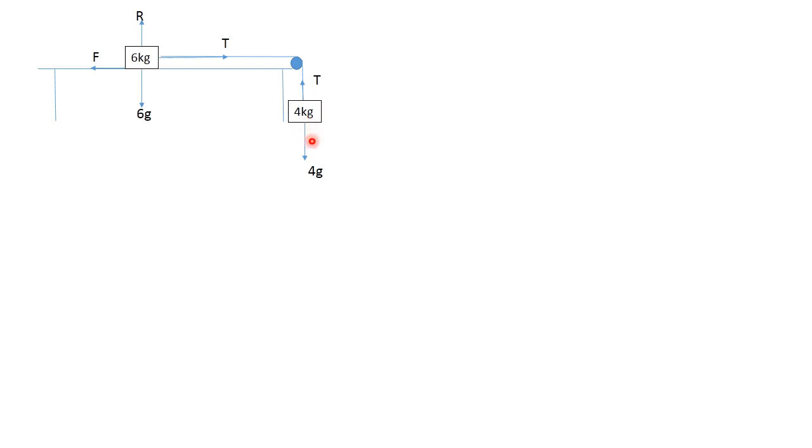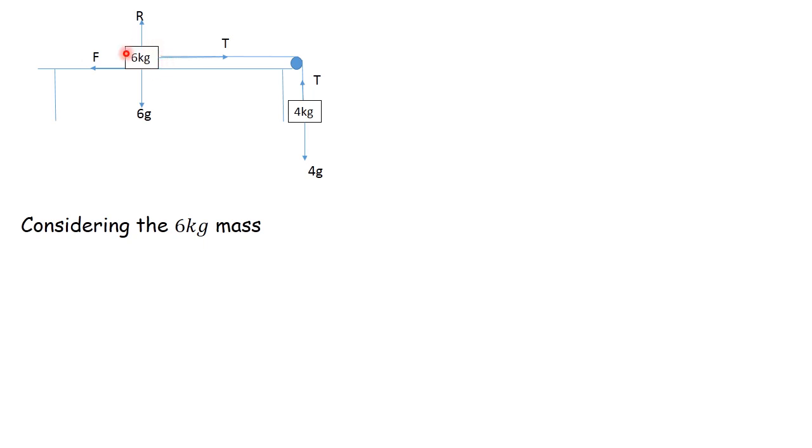So the 4 kilogram mass will have a weight of 4g. The 6 kilogram mass will have a weight of 6g. And since the surface is rough, we shall have friction. So this is the friction force that is opposing the motion, and then R is the normal reaction. So after indicating all these forces, we can now begin to resolve.